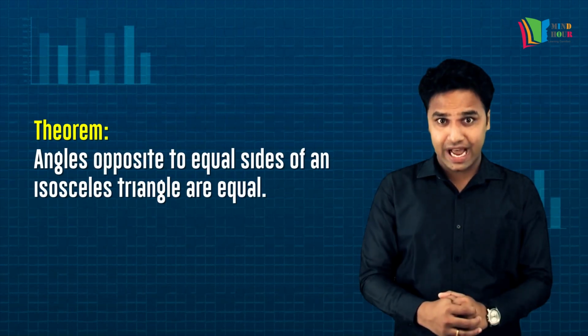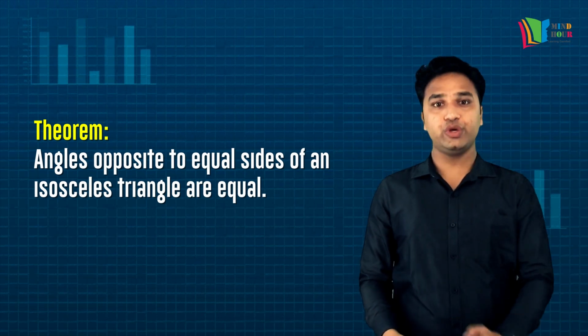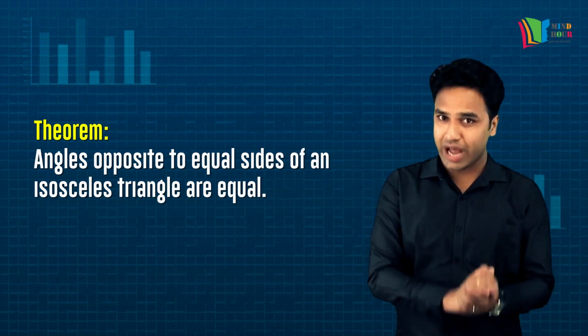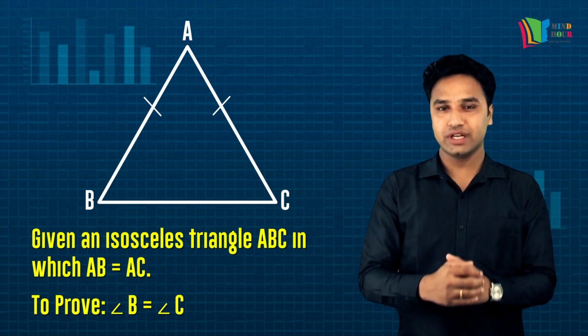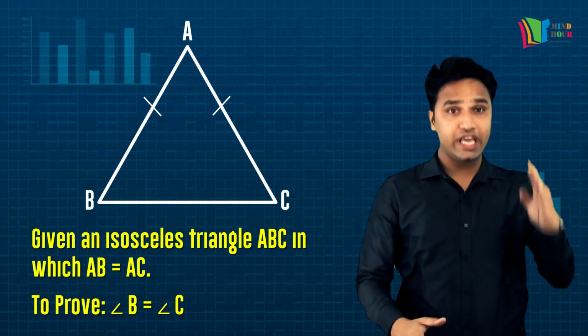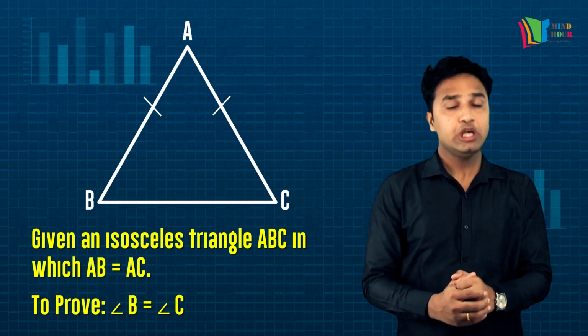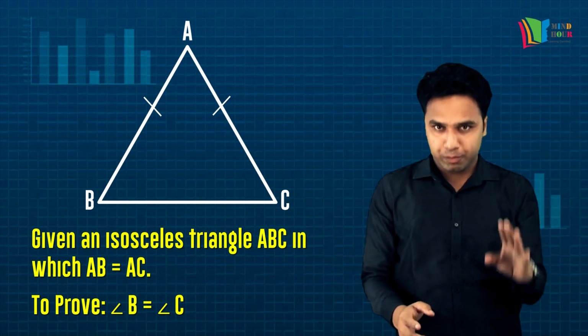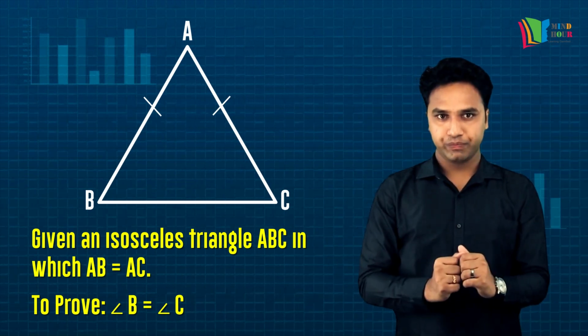The theorem states that angles opposite to equal sides of an isosceles triangle are equal. Let us now try to prove this theorem. We are given an isosceles triangle ABC in which AB is equal to AC. We need to prove that angle B is equal to angle C.